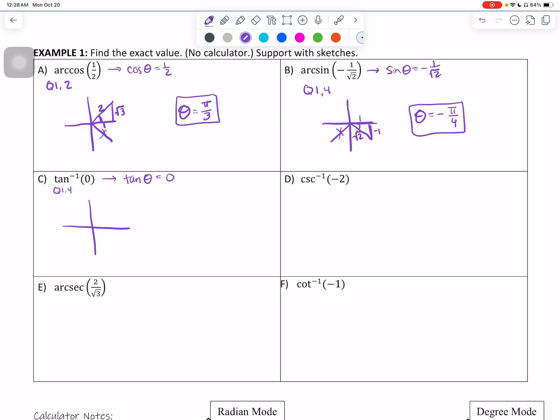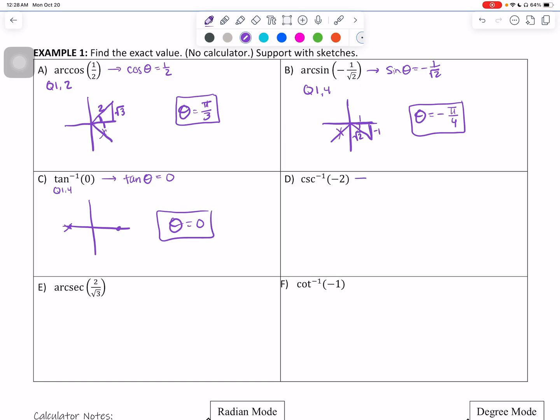So we need y to be 0. So that means x will be -1 and 1. But we only want the one closest to our initial side, or the positive x-axis, which would be the axis right between quadrant 1 and 4. Okay, and so what is that angle? Well, that angle is 0.